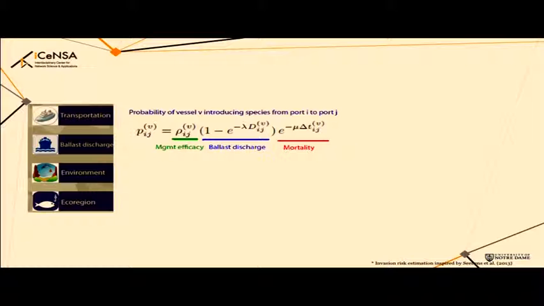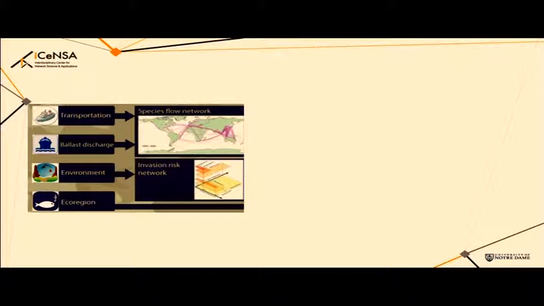So we go through that by building a species network. We have a master equation that looks at what's the efficiency of the species, what's the ballast discharge, and what's the mortality rate of a species. Because the length of the voyage, how long the voyage is, the harsher climate, or the weather patterns the voyage may go through may kill the species irrespective. So we have to look at the mortality rate as well, and we build a network, and then we create a risk assessment network. The species flow network gives us the introduction risk. The ecosystem environment region gives us the invasion risk.